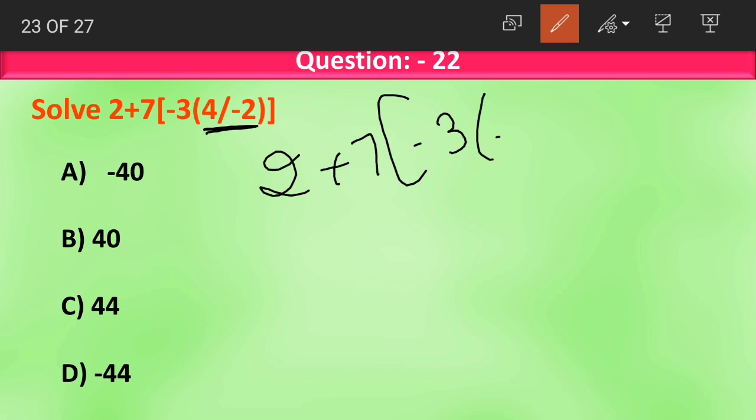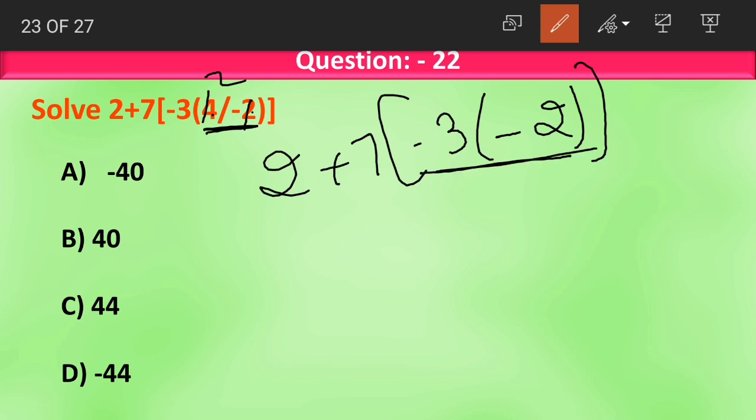How do we solve 4 by minus 2? First, let us solve the signs. 4 is positive and 2 is negative. In multiplication and division, when signs are different, the answer will be negative. Now, what is 4 divided by 2? 4 divided by 2 is equal to 2, as we know 2 2s are 4. So 4 divided by minus 2 will be equal to minus 2, right?